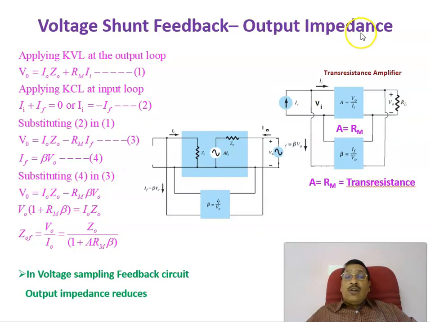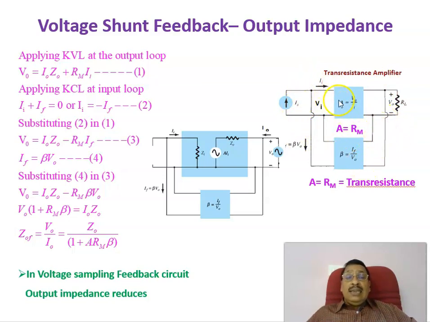Doing the derivation of output impedance in the second topology, let's say voltage shunt feedback, in which the sampling is the same as the previous one. You are sampling the voltage, but mixing is shunt here. We are injecting the current that is subtracted from this one, that is resulting in the input current. So the sampling is voltage, but mixing is shunt or current mixing.